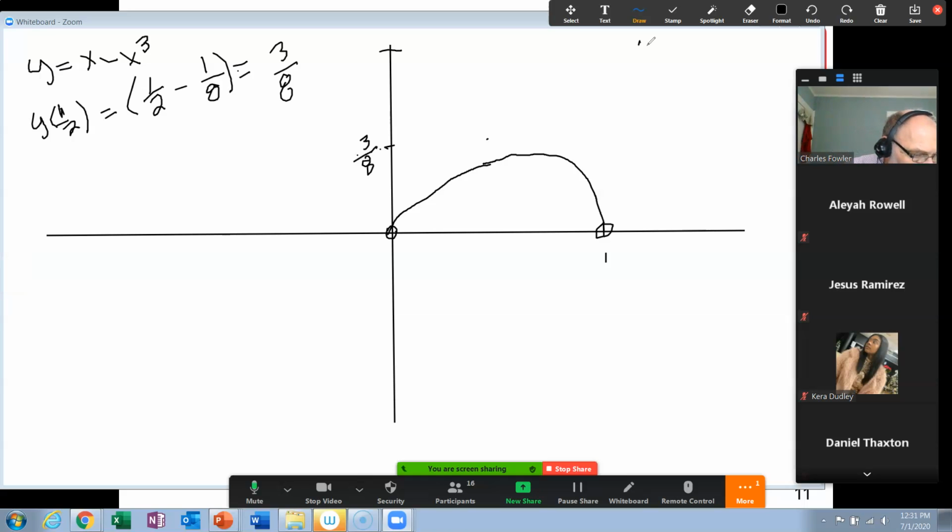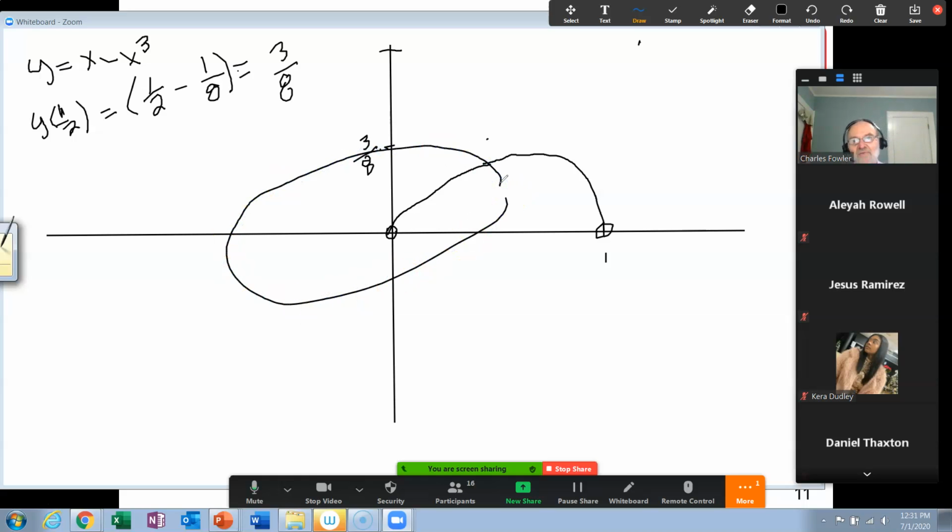Okay, now we're going to rotate the region formed by y is equal to x minus x cubed and the x-axis, there's the x-axis, about the y-axis. So this is going around like this. Okay, so what we have here is half of the donut, isn't it? Well, half of a bagel maybe. No hole in the middle.